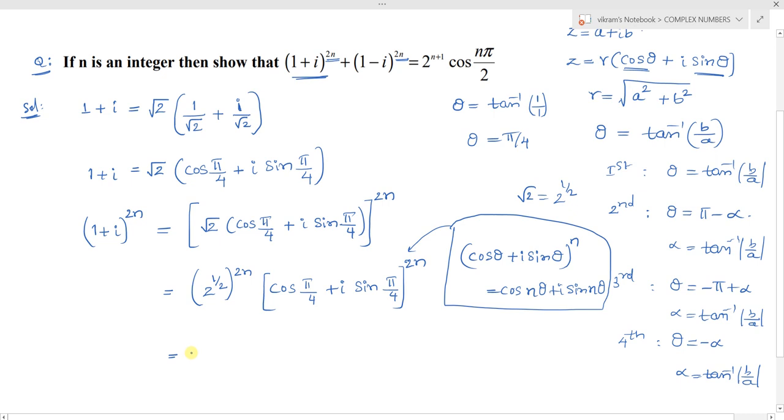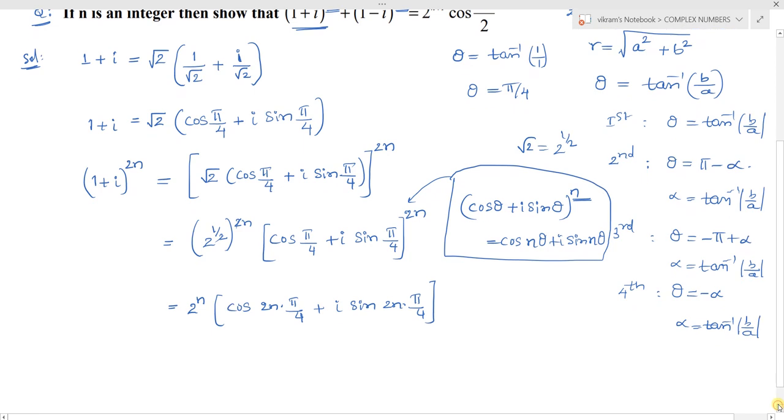Now we can write this as 2 power 1 by 2 power 2n, which is simply 2 power n into cos 2n times pi by 4 plus i sine 2n times pi by 4. Here n is replaced by 2n. In the actual De Moivre's theorem we have the power as n, but here we have the power as 2n.